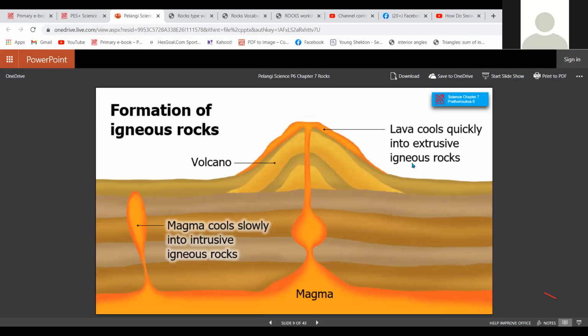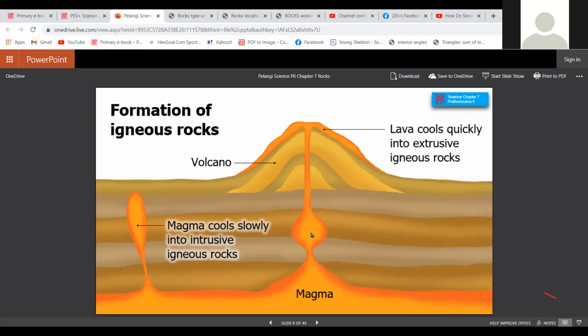Let's go, Focus. Bonus, let's go. When the magma goes up to the surface of the earth, it will be lava. Good. Then the lava cools quickly. The lava cools down quickly. It will be extrusive igneous rock. Extrusive. Good. Extrusive igneous rock. See, now you get it, Bonus. Okay. Hey, that's very difficult.